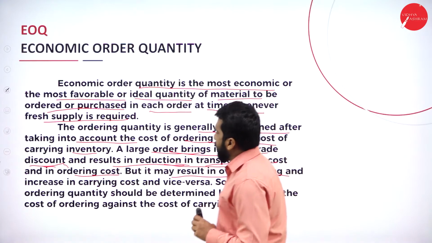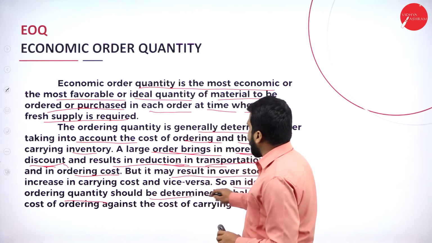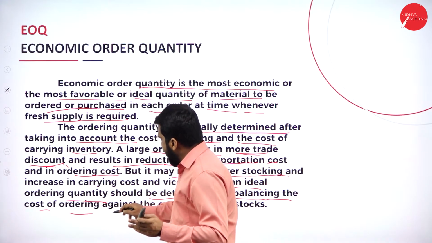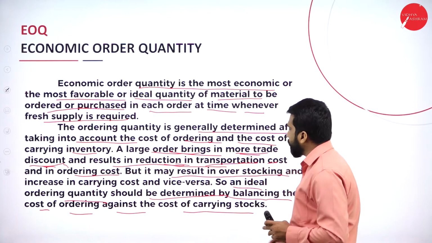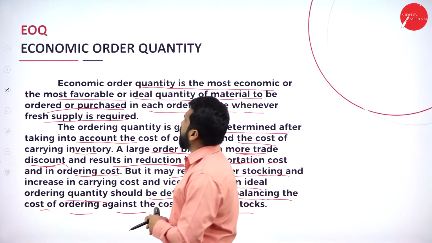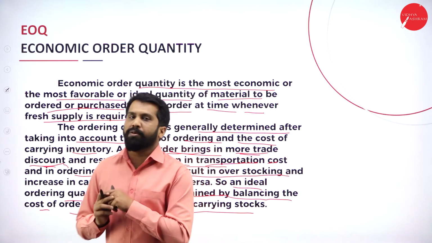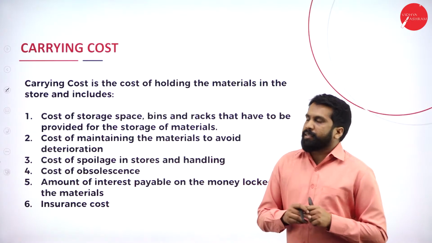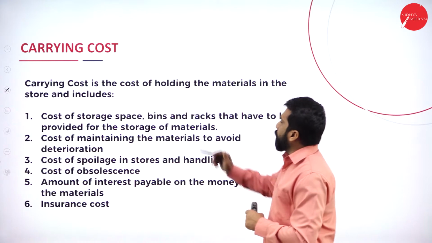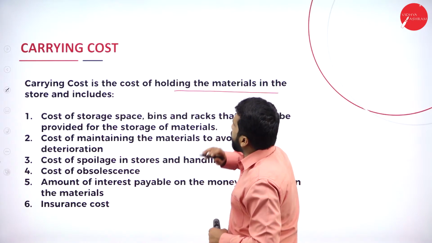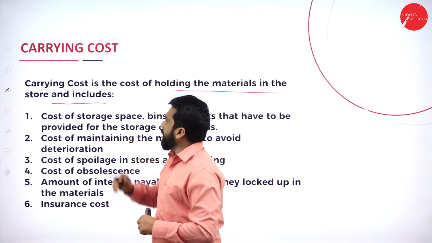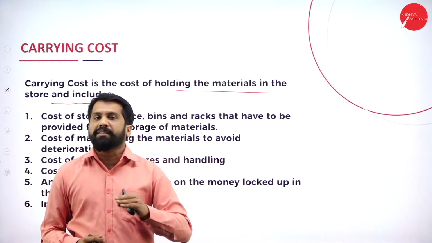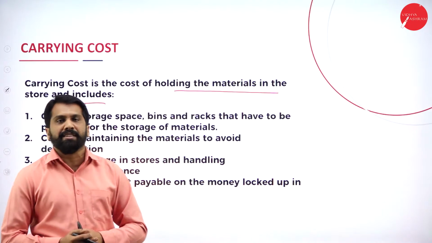So, an ideal ordering quantity should be determined by balancing the cost of order against the cost of carrying stock. This is called your economic order quantity. Hope you are clear. Now, carrying cost. Carrying cost is the cost of holding the material in the store. Now, what do you mean by carrying cost? Whatever things come under carrying cost, we will understand.